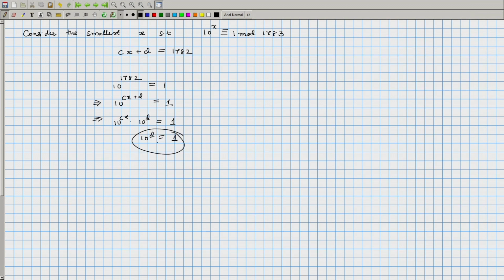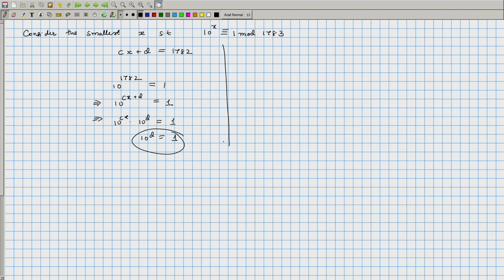Now, d is a remainder that you get when you divide 1782 by x. So, d has to be less than x, but 10 to the d is 1. We had assumed that x is smallest, so d must essentially be 0. If d is 0, that would mean that x is a factor of 1782.